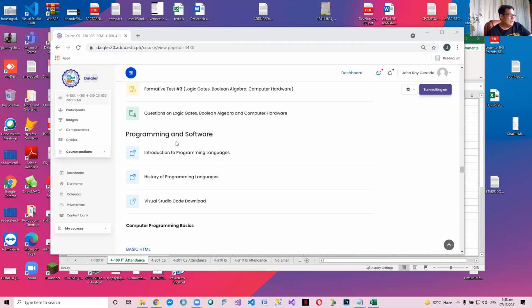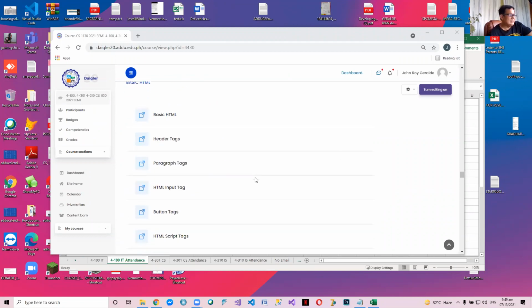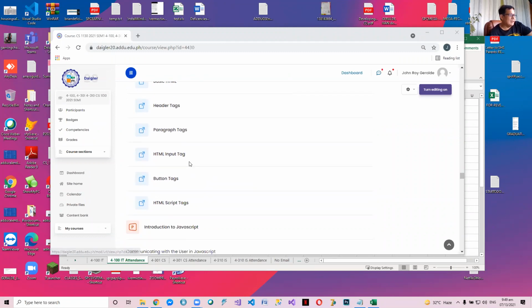We will introduce the history, and then we will be writing programs. And as a platform, we will be using Visual Studio Code. Visual Studio Code is a text editor. You follow? There are add-ins which you can integrate with the platform so that you can do HTML. You can do JavaScript and others. So we will also have HTML, simple web development, simple tags, like header tags, paragraph tags.